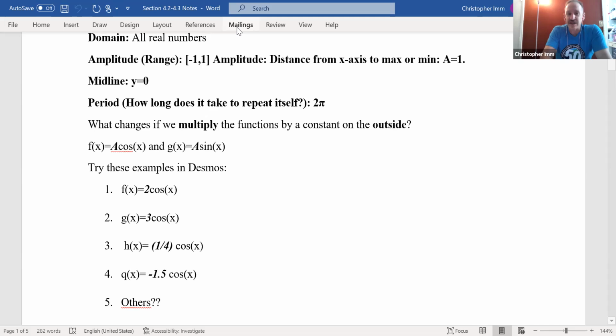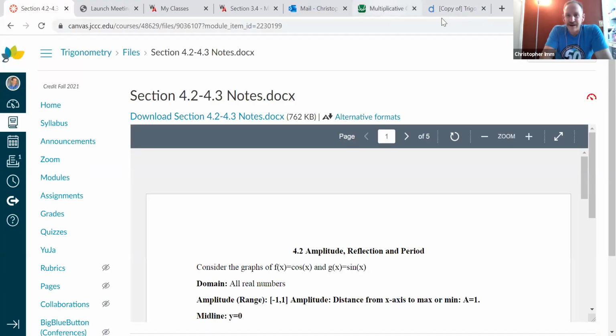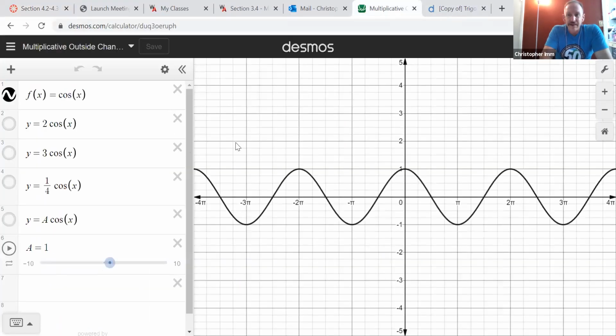So I'm going to attempt to share my Desmos here, and I'm going to take a look at these 4 examples. So let me see if I can find that here. Okay, there we go. So do you see my Desmos now? Yeah, all right, thumbs up, great.